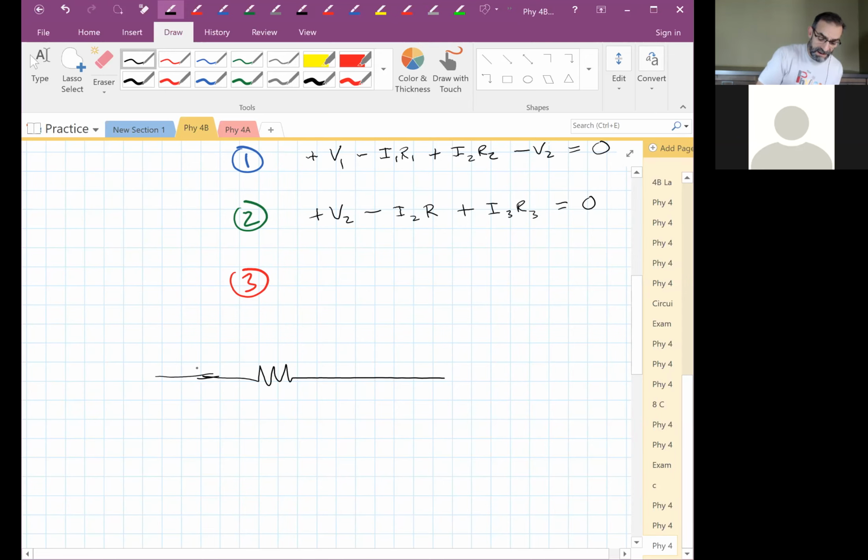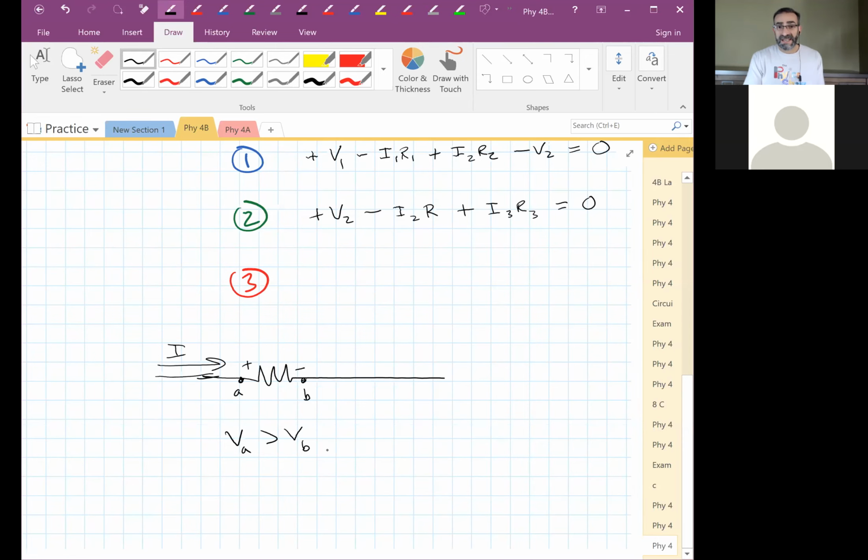If we say the current is going that way through the resistor, then the left side of that resistor has to be at higher potential than the right side. I'll call this A and this B. The voltage at A has to be greater than the voltage at B. That's what the little plus and minus sign mean.